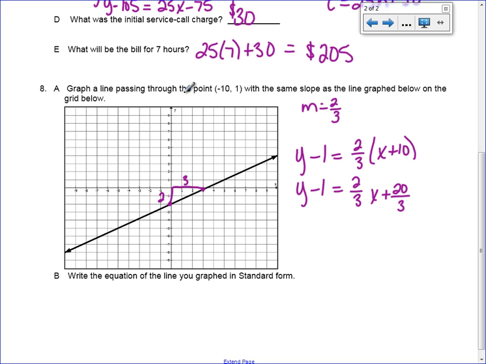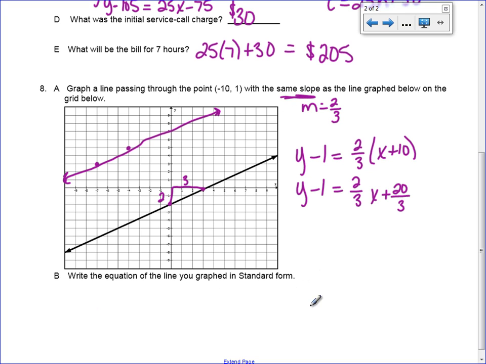Now it does say to graph it right here, so we are going to graph it. So I need the point -10, 1, and then I need to use my slope 2/3, so that's up 2 and over 3, up 2 and over 3. I could keep doing that, but anyway, there's what the line would look like if you were to graph it, and they're parallel, because they have the same slope, so they shouldn't cross.